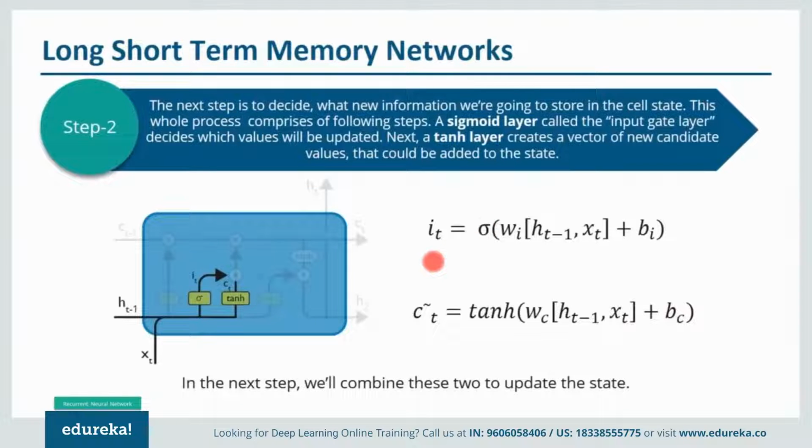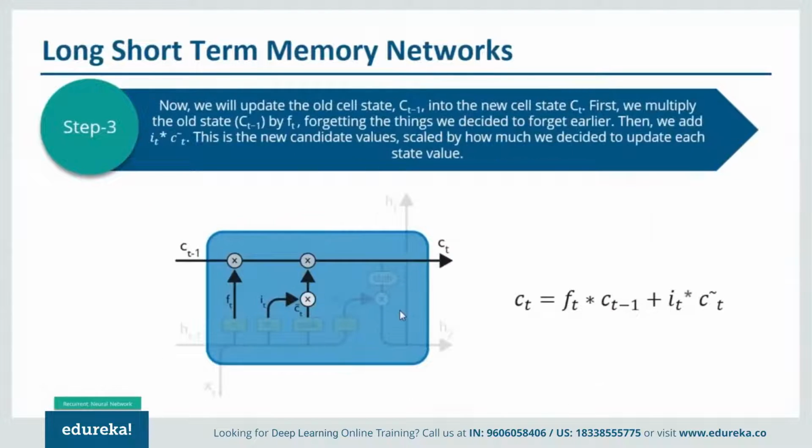Now let me explain the equations. So it will be what? Weight matrix multiplied by ht-1, xt, plus the bias, pass it through a sigmoid function, and we get it. C bar of t we get by passing a weight matrix times ht-1, xt plus bias through a tanh squashing function, and we'll get c bar of t. Alright, so as I've told you earlier as well, in the next step we'll combine these two to update the state. Let us see how we do that.